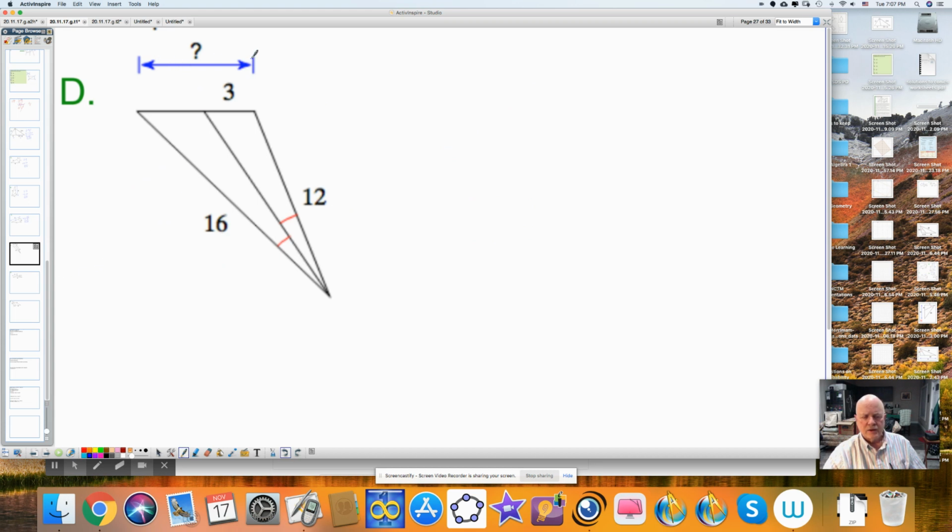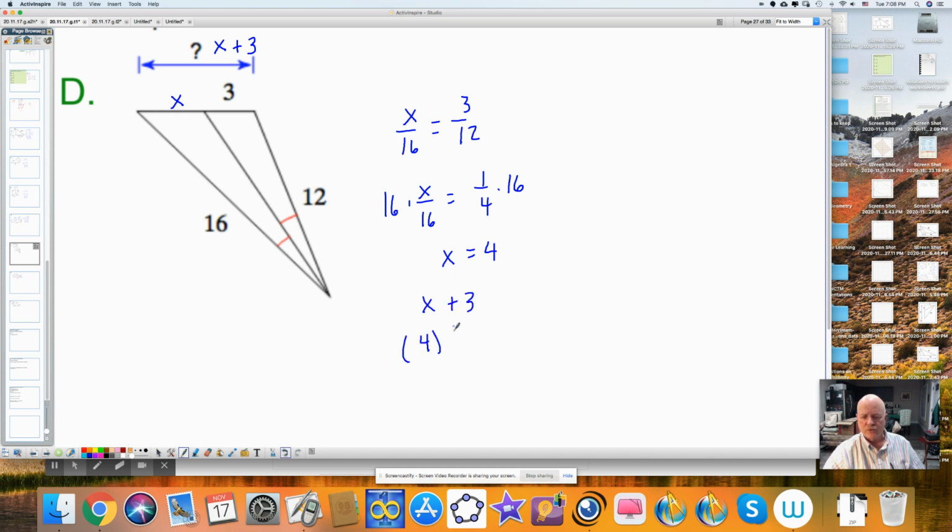The entire length is what we're looking for. If I call this missing side x, this would be x plus 3. Notice how if the whole side is x plus 3, this would be 3 and this would be x. So I have x is to 16 as 3 is to 12. That is, x is to 16 as 1 is to 4. So if I multiply both sides by 16, I get x is equal to 4. And x is not what I was looking for. I'm looking for x plus 3. So when I substitute 4 for x, I get 7.